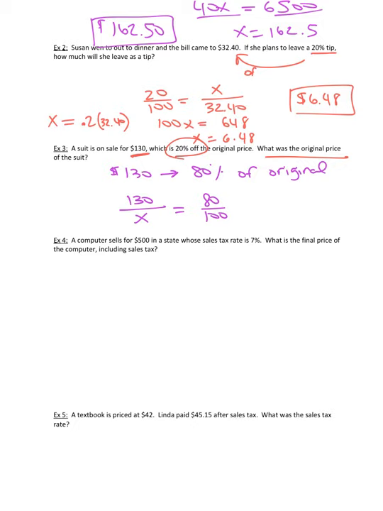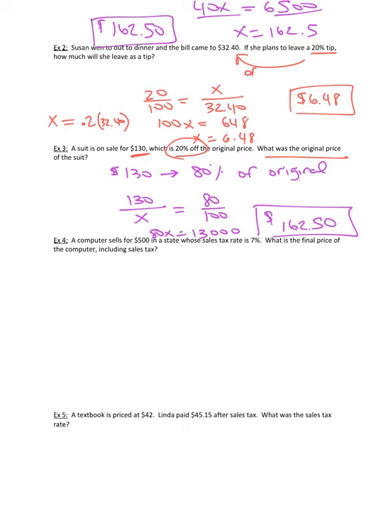So when you cross multiply, you have 80x equals 13,000, and you're going to divide by 80 on both sides, and you're going to get 162.5, which happens to be the same number as the other example, but it's just a coincidence. Okay. So that was the original price before they took the 20% off.